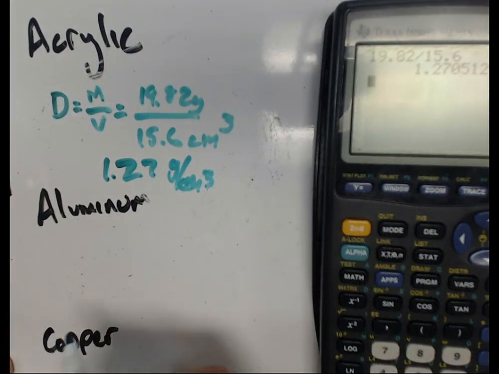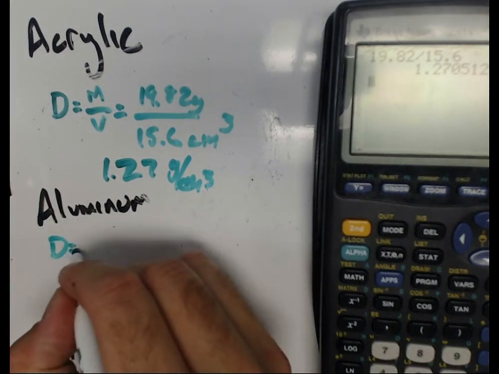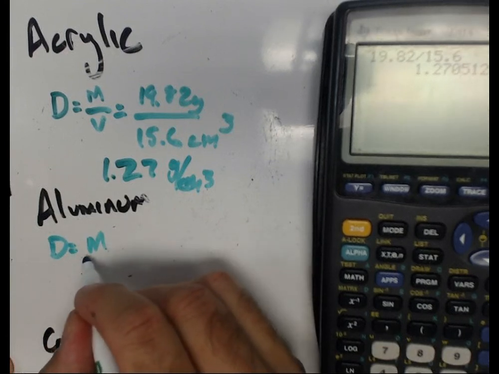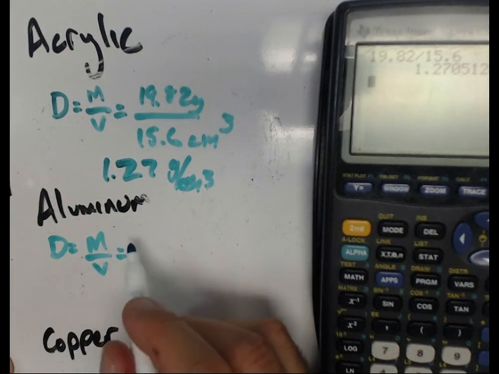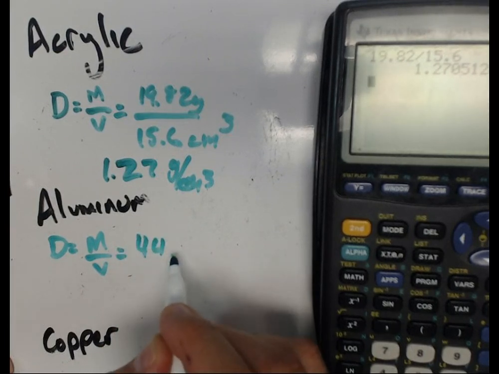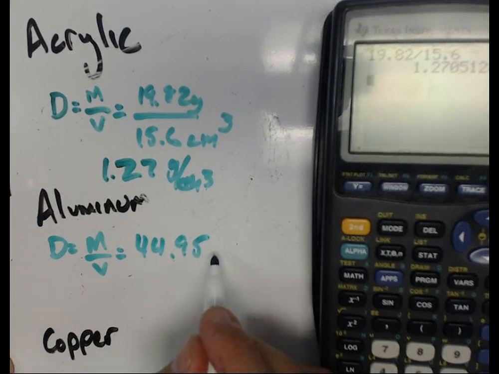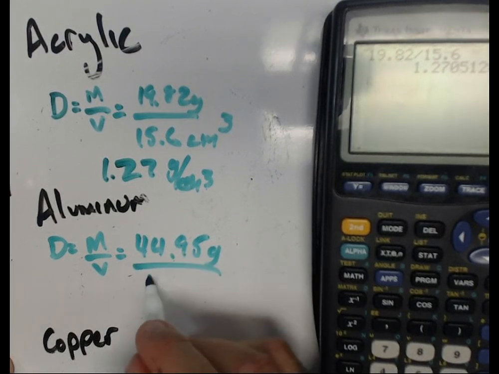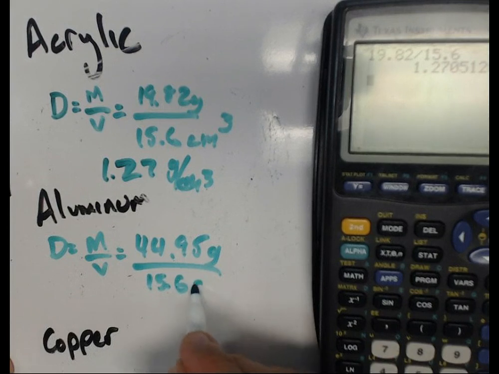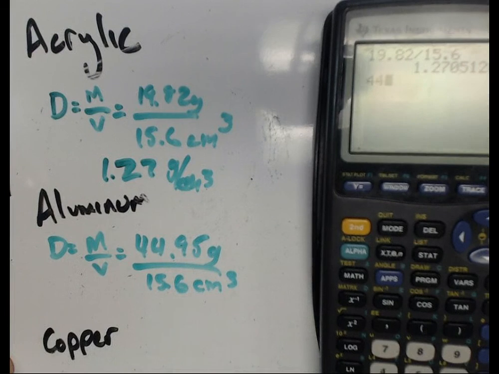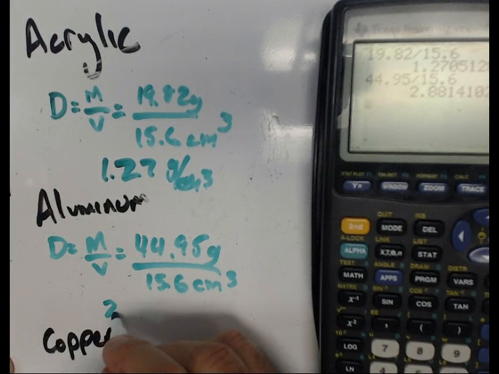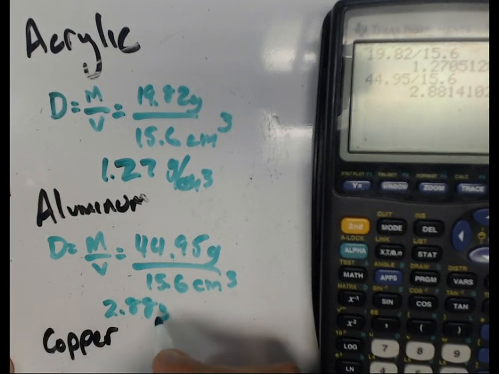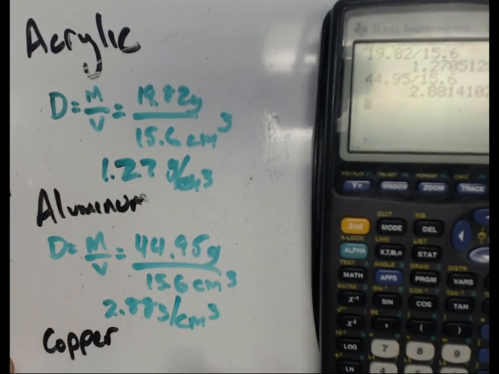Now for aluminum, we follow the same thing. Density equals mass divided by volume. Well, the mass for the aluminum was 44.95 grams divided by the same volume, 15.6 cubic centimeters. And so now 44.95 divided by 15.6, that density is 2.88 grams per cubic centimeter.